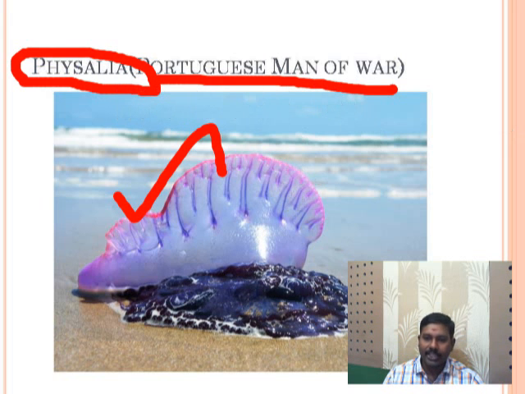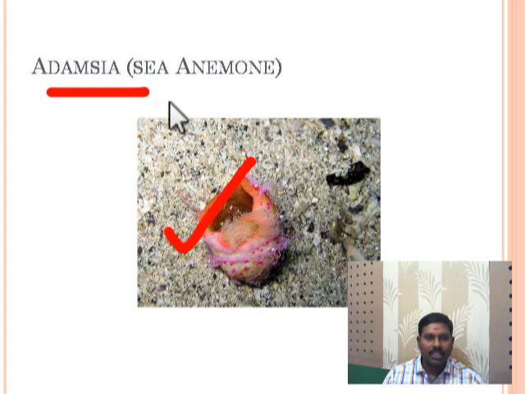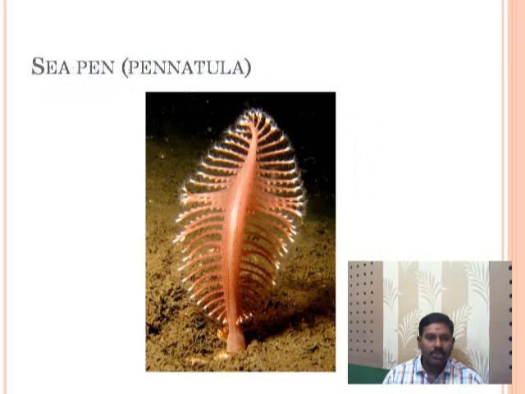This belongs to coelenterates. And the next one is Adamsia. Adamsia is nothing but sea anemone, which is an example of Anthozoa. Anthozoa examples are coral and sea anemone. So this is sea anemone. And the next one is sea pen.